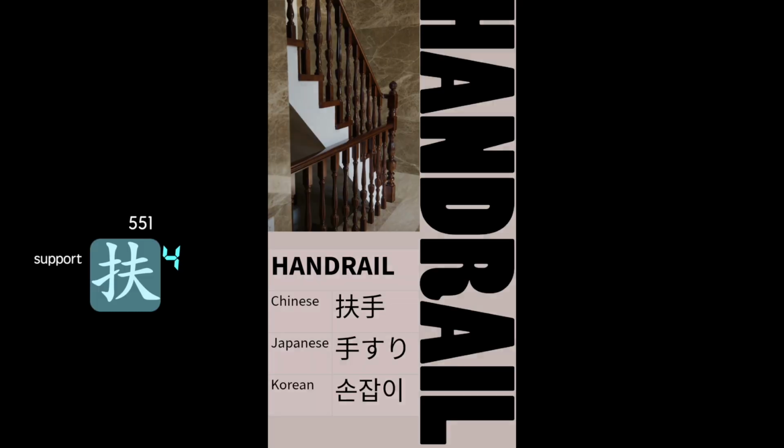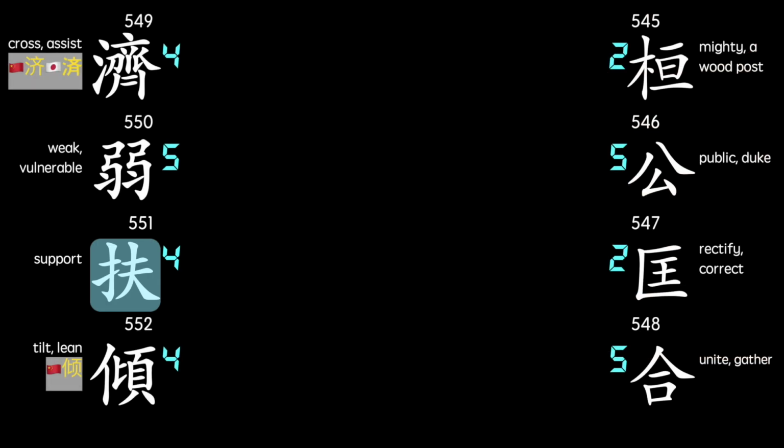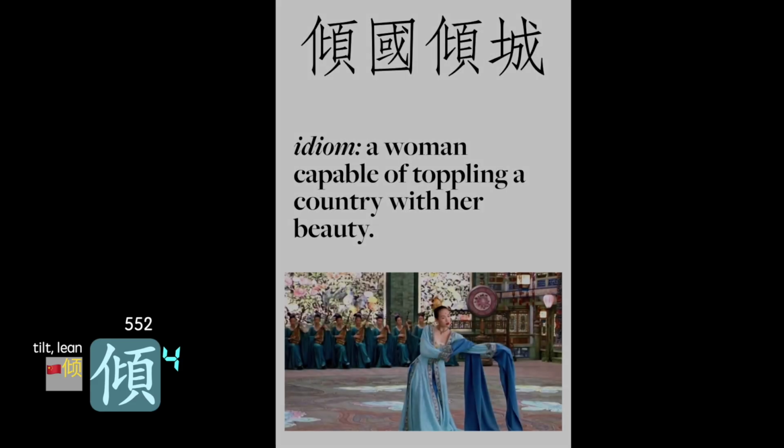So this word relates to support. And one interesting usage is the common Chinese word for handrail, shown here. However, Japanese and Korean have different words for handrail. And finally, we have this character that means lean or tilt or topple. And one interesting usage is in idioms related to women of extraordinary beauty who can topple a country.